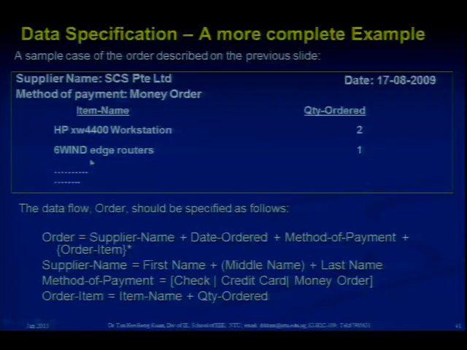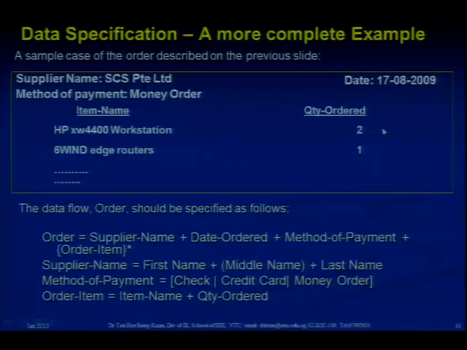Okay, so this is the assumption, and for the data flow diagram I have already shown you how to define data specification. This is the way to define data specification. Firstly, we say that order is a combination of these 4 components together: supplier name, date order, method of payments, and the last part is the combination of a number of order items.